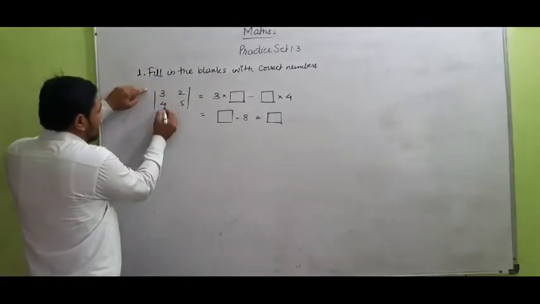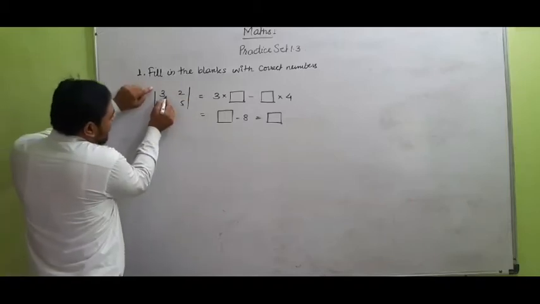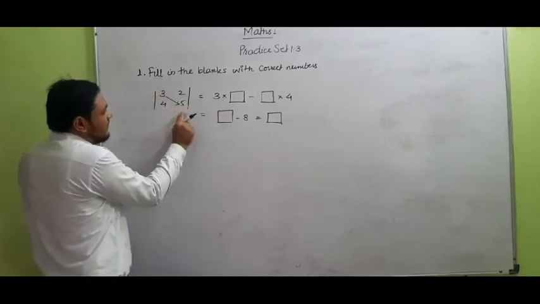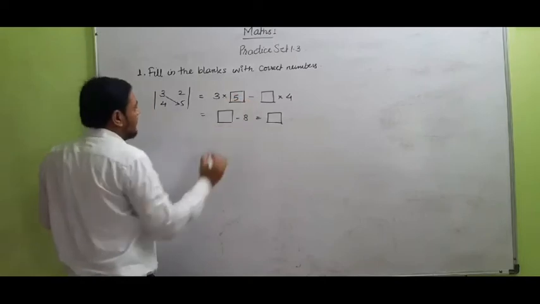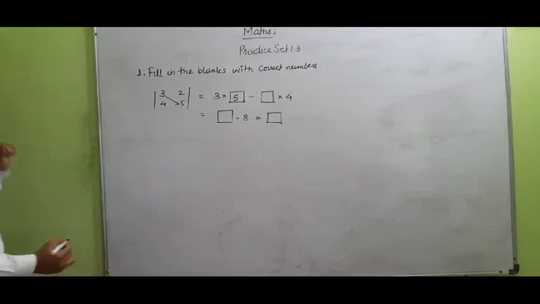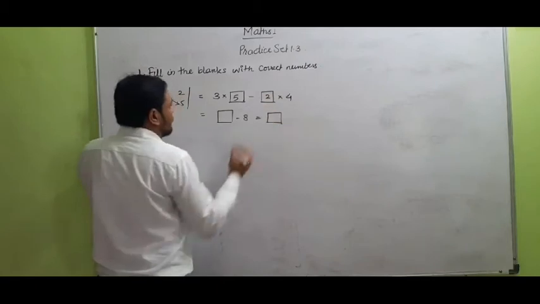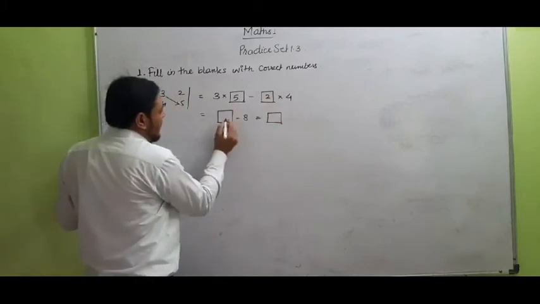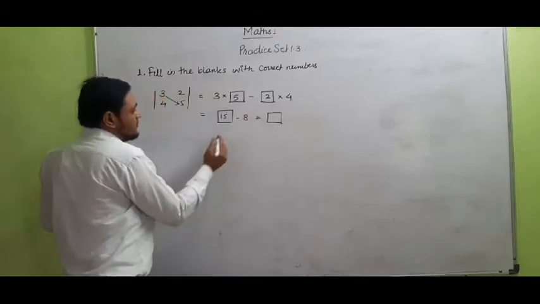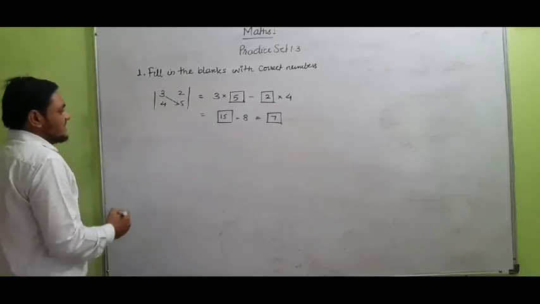So 3, 4, 2, 5 are written in the columns. We will multiply 3 by 5, so we write 5 here. Now a negative sign will be given here as per the rule of solving the determinant. After that we will multiply 4 by 2. So 3 5s are 15, the negative sign stays as it is, and 2 4s are 8. So 15 minus 8 is 7. The value of this determinant is 7.